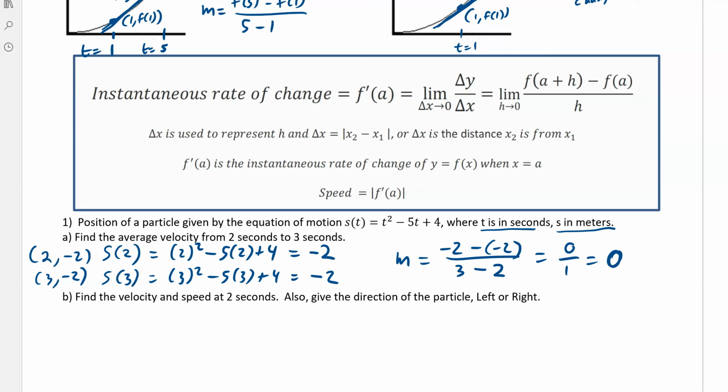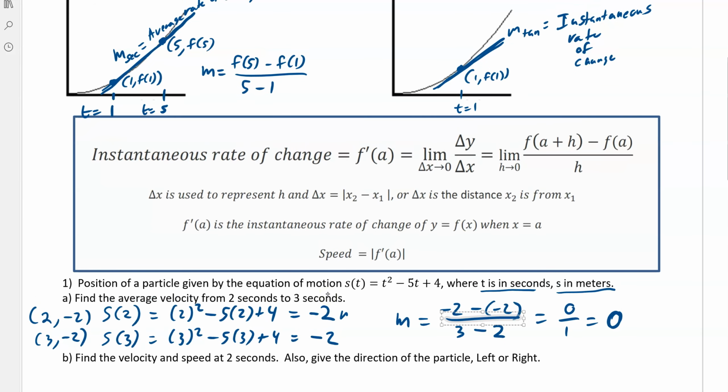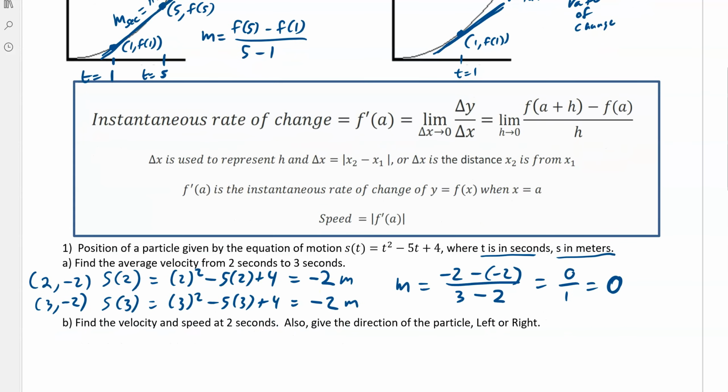And now we need units. The top, you notice, is our s. S is the top, so each of these is actually meters, and each of these is seconds. So this would become meters, that's our top, per second. So that is our average velocity, 0 meters per second.